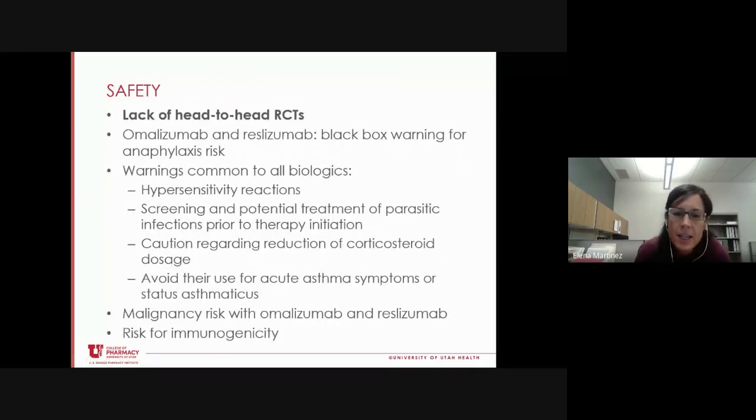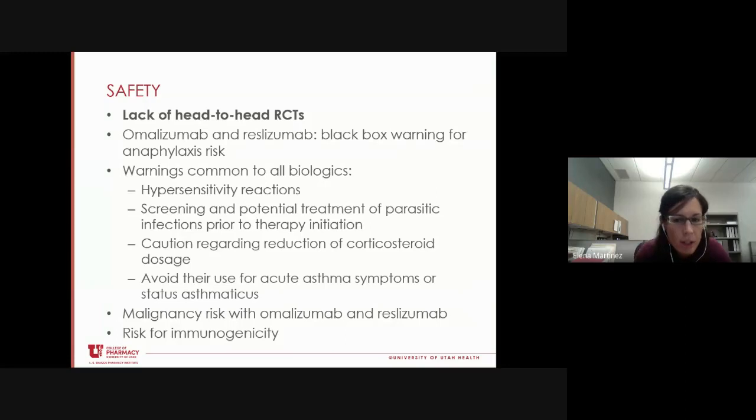Potential safety differences among these biologics are unknown as no head-to-head randomized controlled trials have been performed. Omalizumab and reslizumab have a black box warning regarding an anaphylaxis risk that may be life-threatening. Warnings related to all biologic agents include hypersensitivity reactions, pre-treatment screening and treatment of parasitic infections prior to therapy initiation, caution regarding reduction of corticosteroid dosage, and avoiding their use for acute asthma symptoms or status asthmaticus.